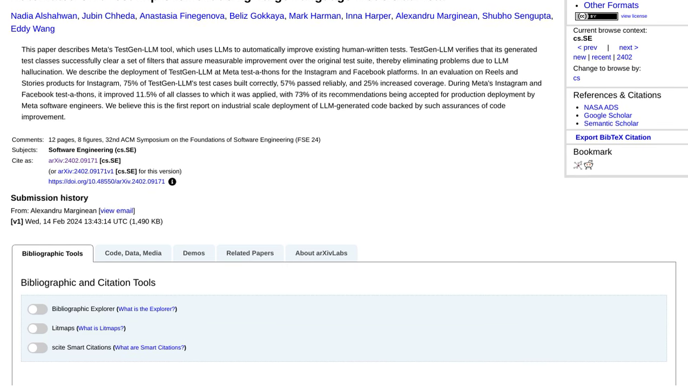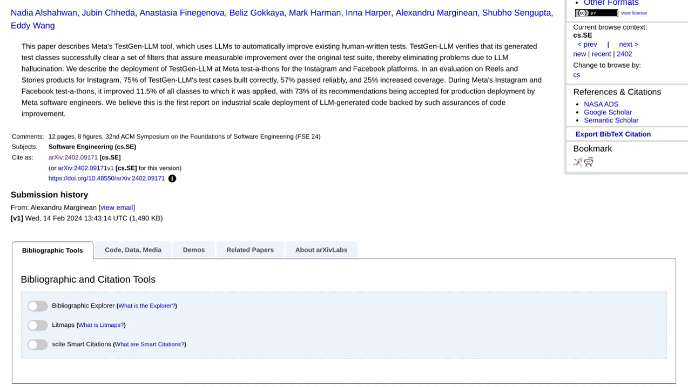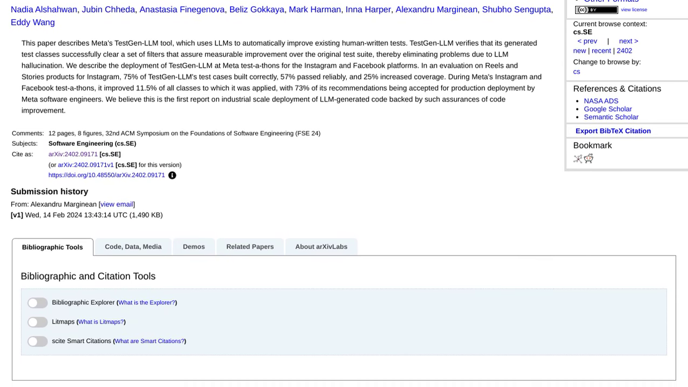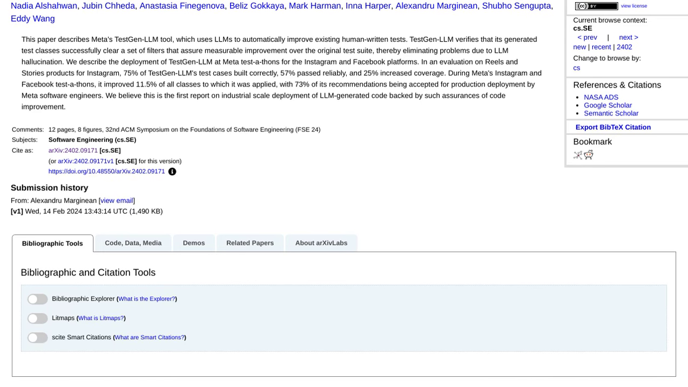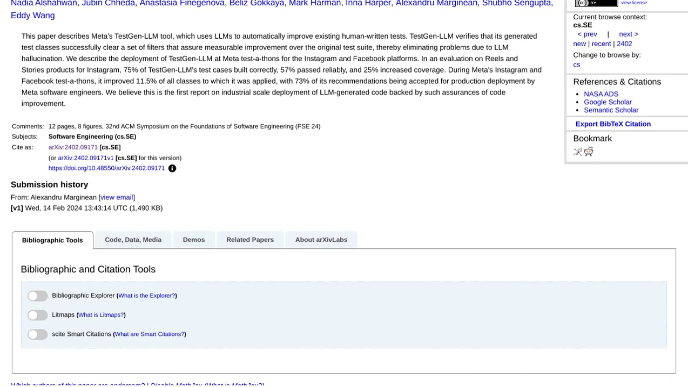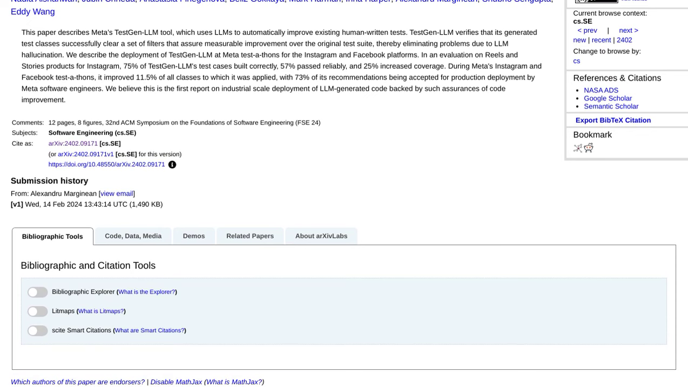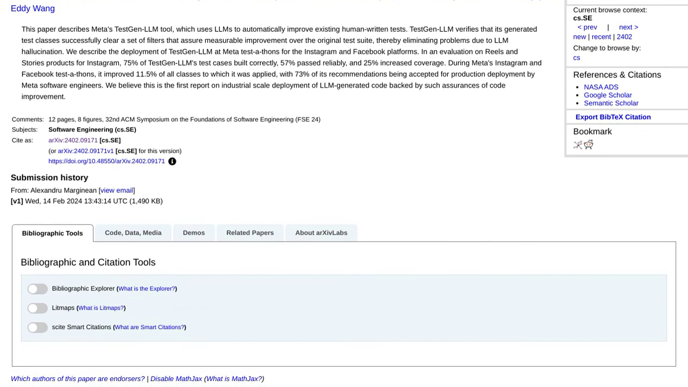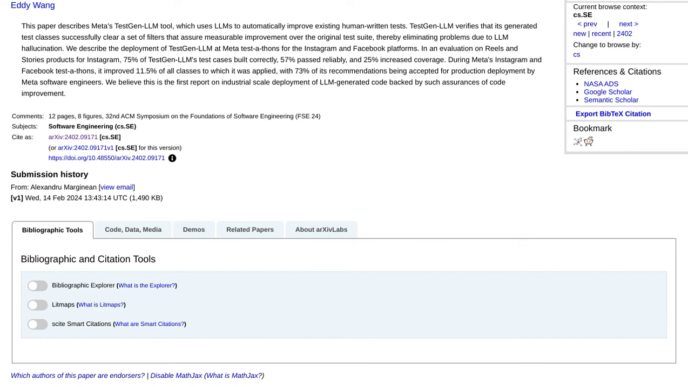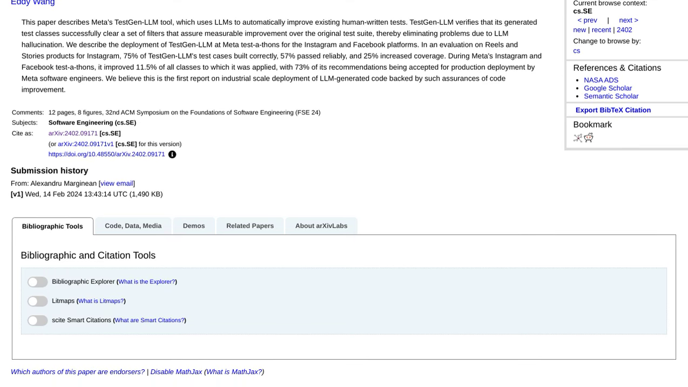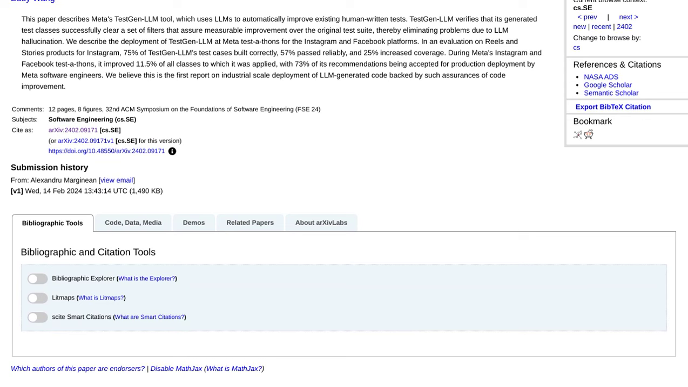But wait, there's more. The comments also touch on the concept of mutation testing. This technique involves introducing small changes, or mutations, to your code to see if your tests can catch them. It's a fantastic way to improve the effectiveness of your tests and identify any weak spots.